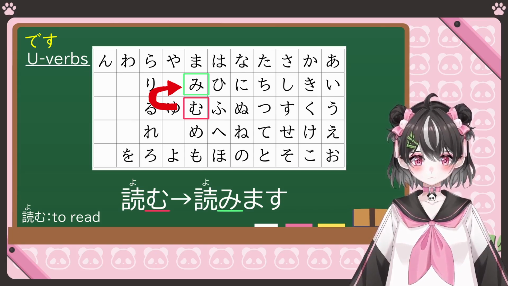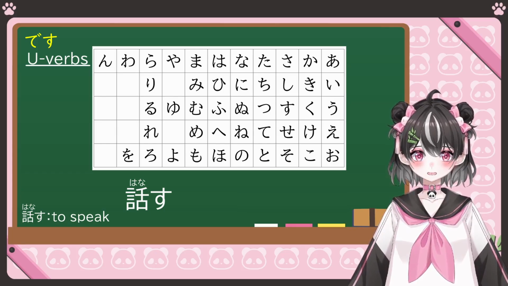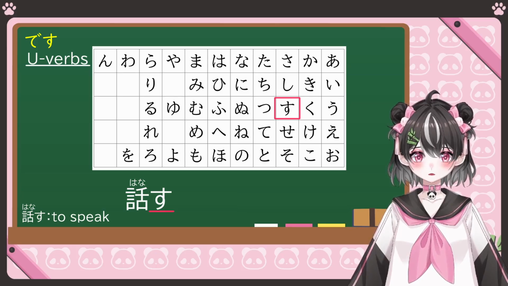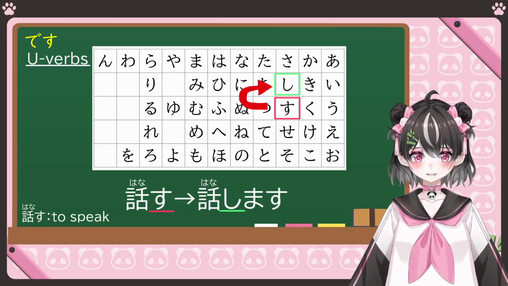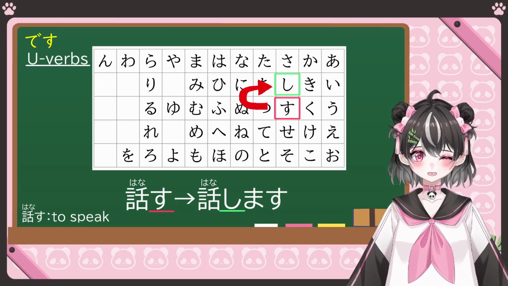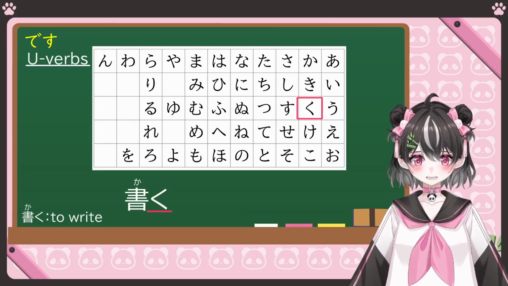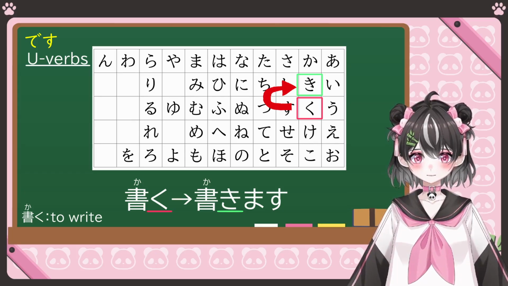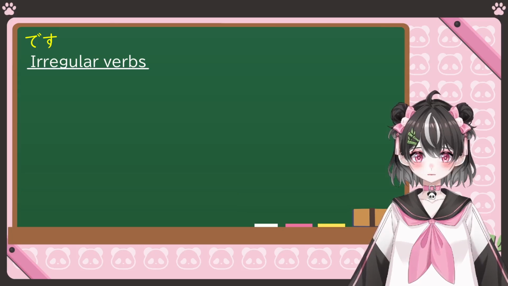Another example. How about 話す? This ends with す。So replace す with し。話します。Let's try one more. How about 書く? Yes, it goes to 書きます。Excellent! Let's finish by looking at irregular verbs.